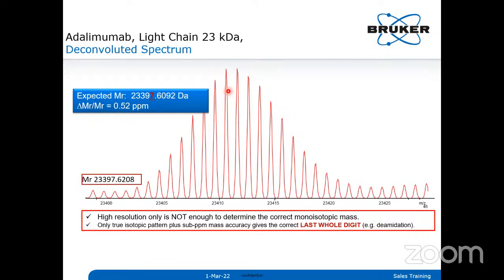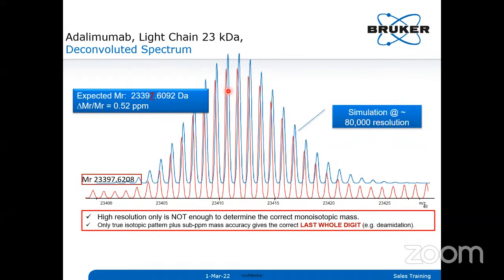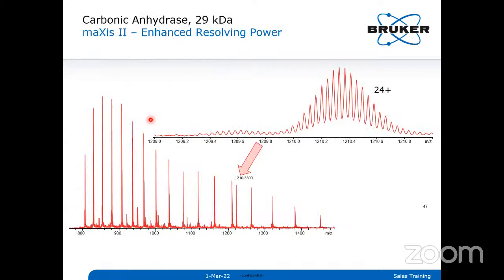Here I am saying a 0.52 ppm error. This red color spectra is your experimental data. This blue color spectra is your theoretical data. I am just overlaying and comparing, I am confirming. In the presence of 80,000 resolution, you can get 0.52 ppm. If your mass spec resolution is less, automatically your mass error will become more. Same thing you can observe here also.